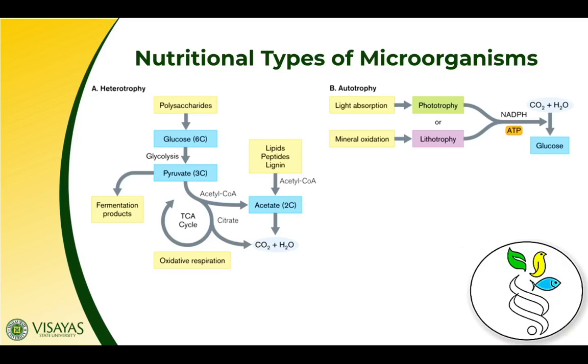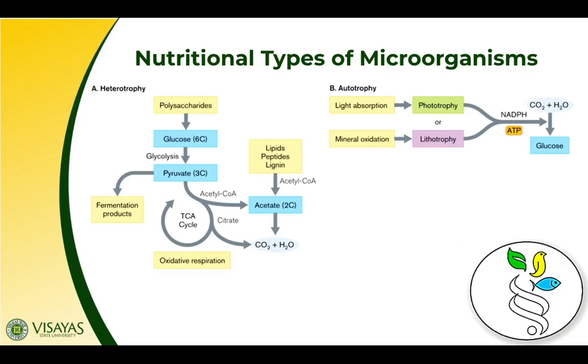So this is another representation of the different nutritional types of microorganisms, based on their energy source and carbon source. Again, if the energy source is light, they are photo. If the energy sources are chemical compounds, they are chemo. If the carbon source is carbon dioxide, they are auto. If the carbon source is organic compounds, then they are hetero.